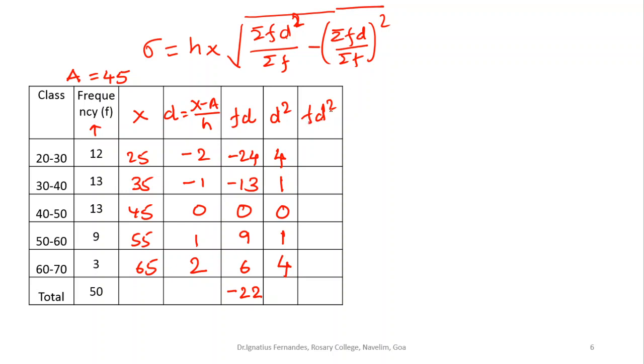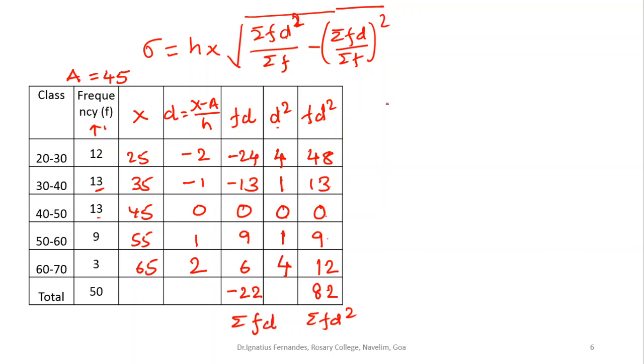Finally what I need is f into d square. So I multiply the frequency values with d square. 12 into 4 is 48, 13 into 1 is 13, 13 into 0 is 0, 9 into 1 is 9, and 3 into 4 is 12. We find the sum of these values: 48 plus 13 plus 0 plus 9 plus 12 will come to 82. So this is our summation fd square, and this is our summation f into d.